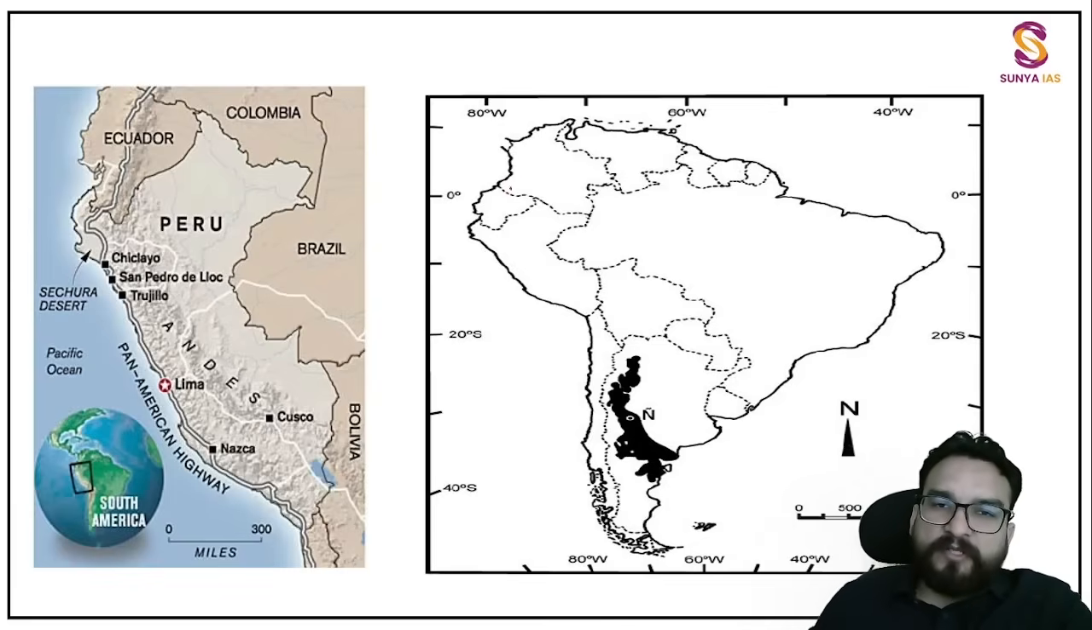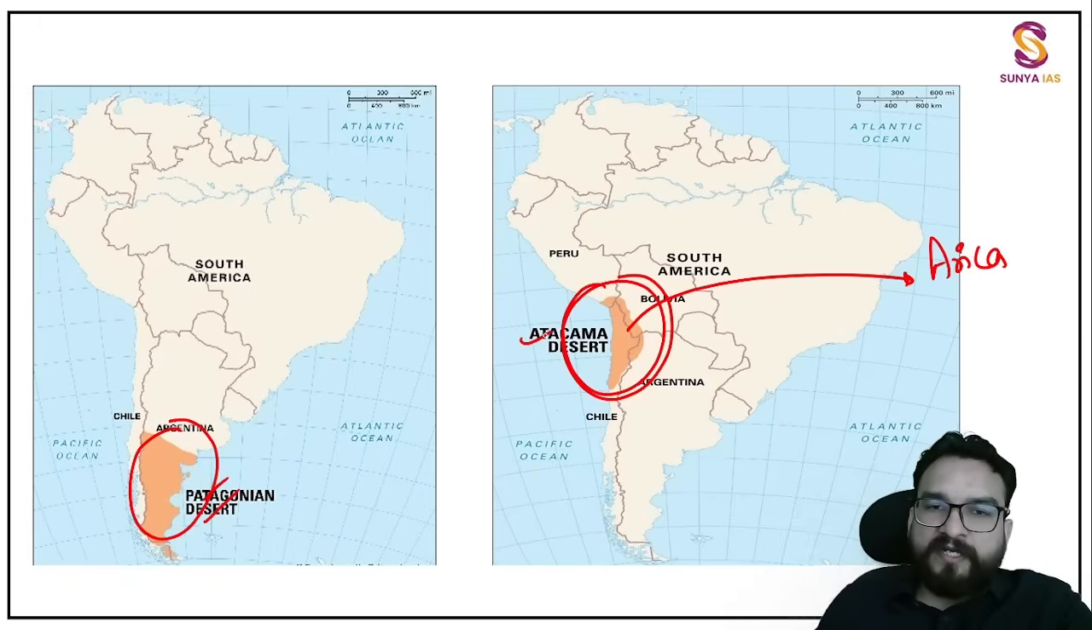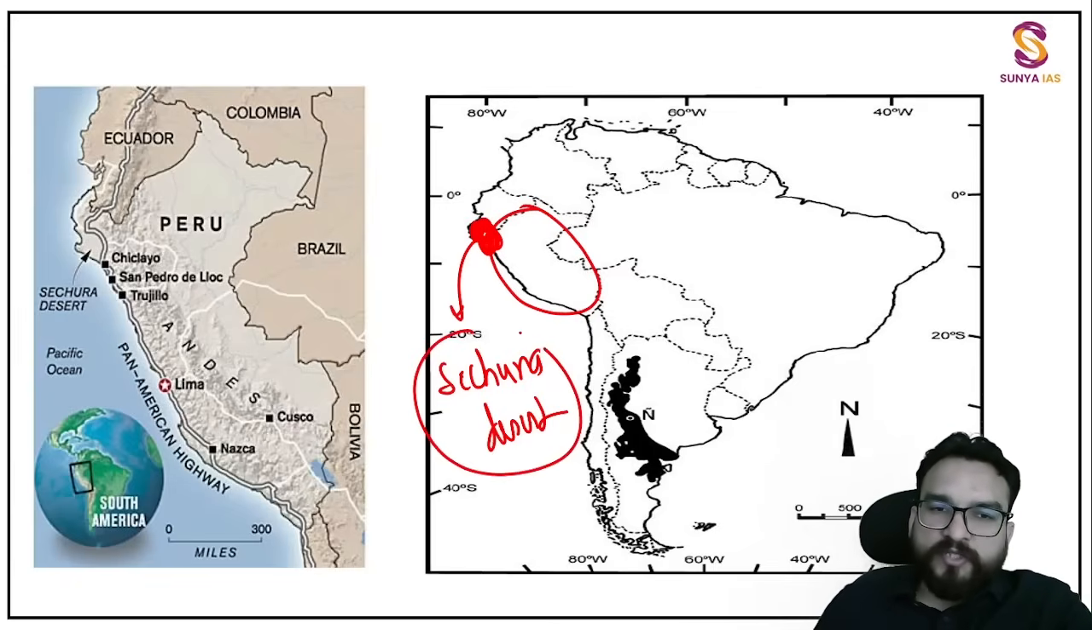Next is in Peru. When you go to Peru, this side is basically having the Sechura desert. Sechura desert, not very important. The important ones are Atacama and Patagonian only. You have to remember this. But this also you take, Sechura desert over here.